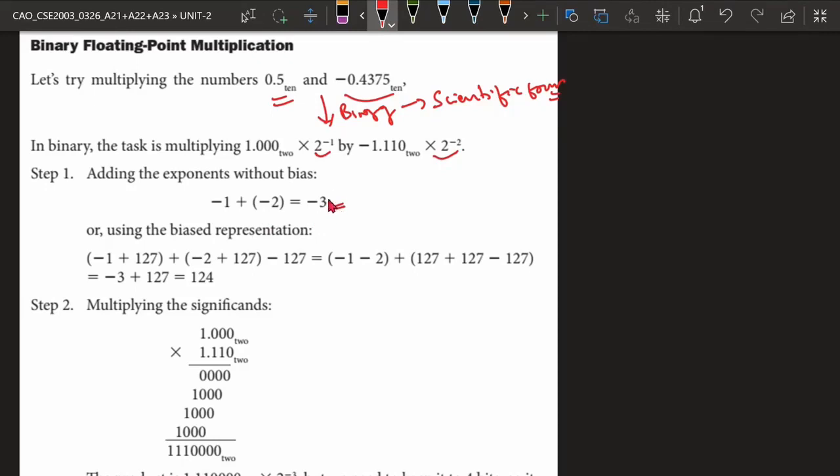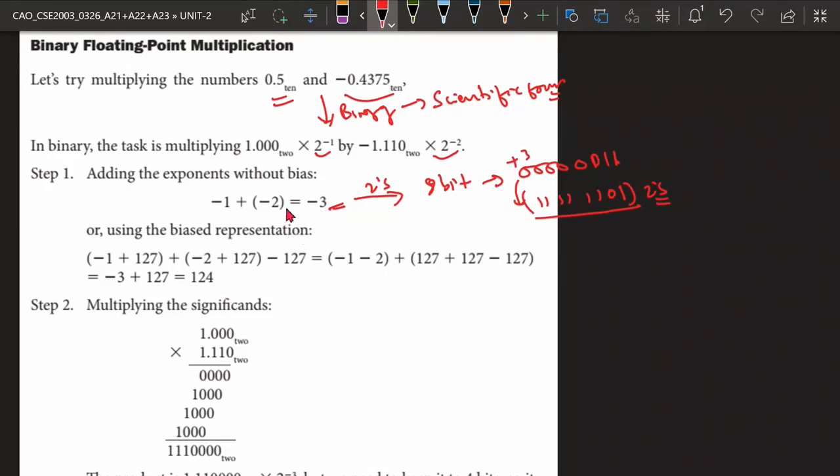Now we can represent this -3 in 2's complement representation. If we consider an 8-bit format, then 3 will be 00000011. This is +3, and finding its 2's complement, it will be 11111101. So this will be -3 in 2's complement representation.